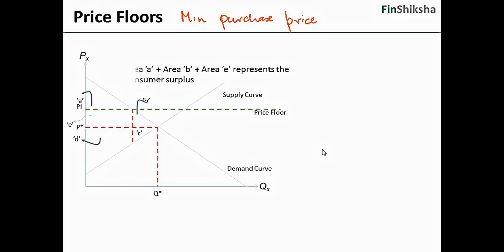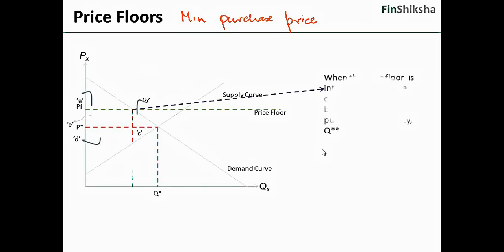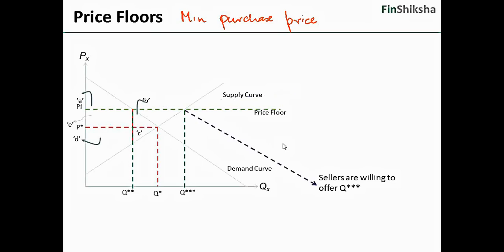Now let's see what happens. This is the consumer surplus. This is the producer surplus. Let's see what happens. Now buyers would like to purchase less, which is Q double star. Sellers would however like to offer more, which is Q triple star. But since buyers are only willing to buy till Q double star, that's where the equilibrium quantity would get established.